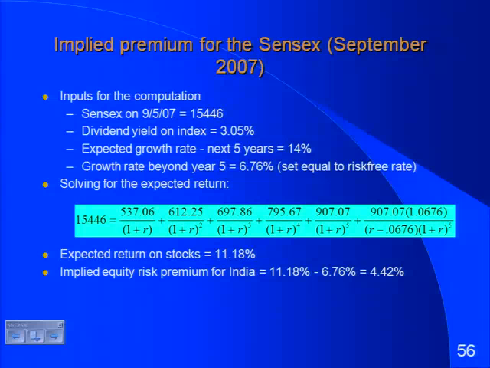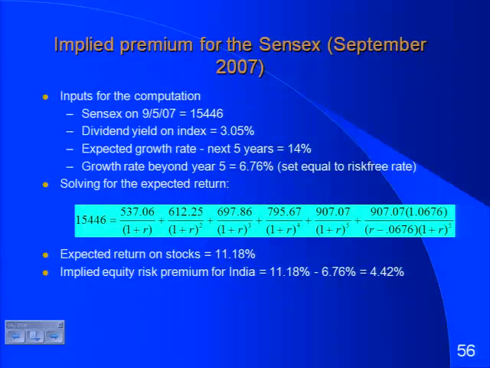So here's what I tried for the Indian market. I looked up the level of the index. This was September 5th of 2007. The level of the index, the Sensex, was 15,446. The dividend yield on the index was about 3.05%. So basically, I just added up the dividends. It's got to be a market cap weighted dividend, because that's how the index is constructed.